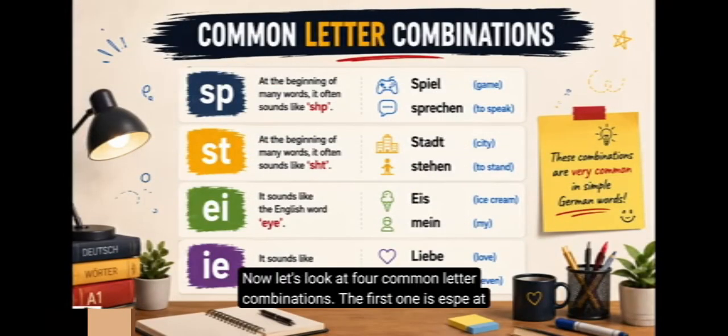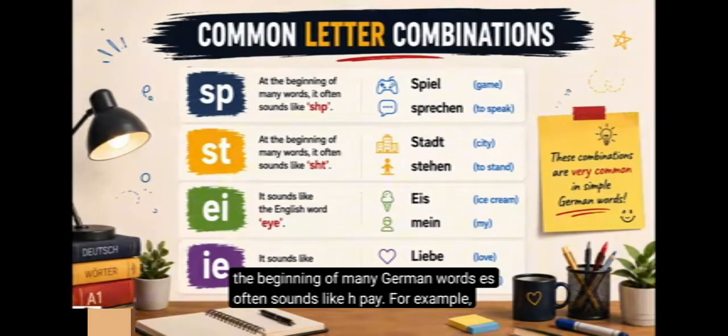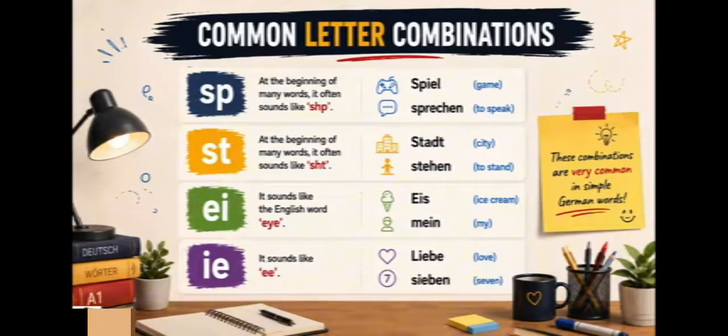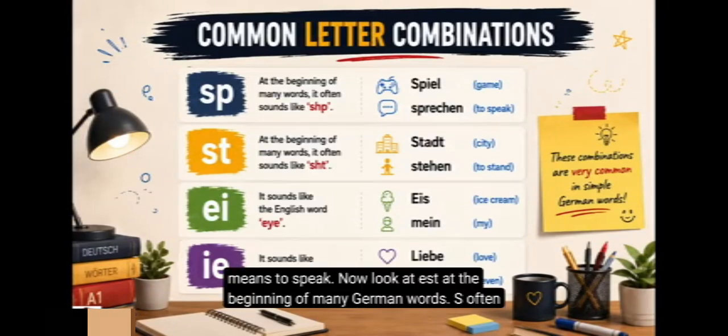Now let's look at 4 common letter combinations. The first one is sp. At the beginning of many German words, sp often sounds like sh-p. For example, Spiel. Spiel means game, and sprechen. Sprechen means to speak.